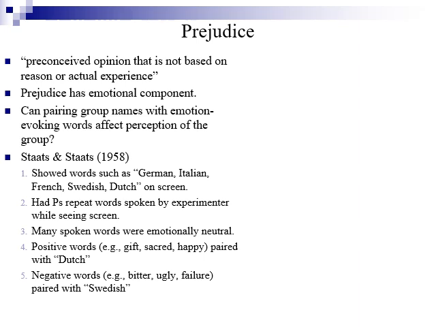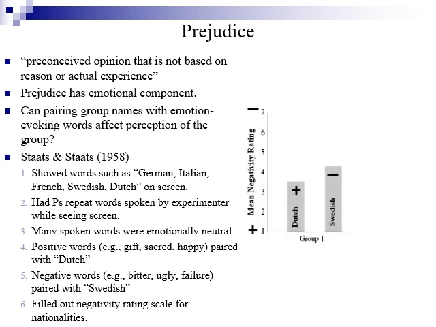After going through all of this, they saw each of these nationalities several times, and each time they heard and repeated a different word. But whenever they saw Dutch, they heard and repeated positive words, and whenever they saw Swedish, they heard and repeated negative emotional words. So what effect did this have? At the end, they filled out a negativity rating scale for each of the nationalities. The more negative they felt about that nationality, the higher the score.